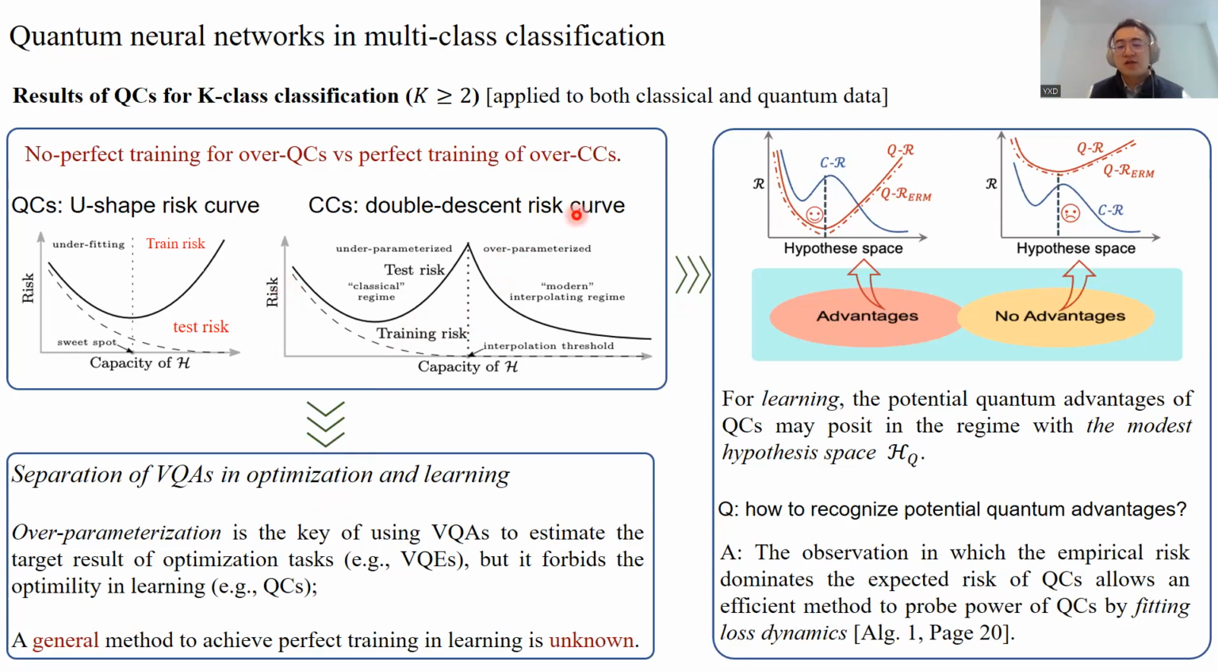And the second implication is shown here. Because we have prior information about the risk curve of quantum and classical classifiers, we can devise an efficient algorithm to detect the power of quantum classifiers, which means that we can see the region with the most quantum advantages is here, which means the modest hypothesis space. So we can just fit this risk curve and find the minimum one and compare this region with classical classifiers to locate potential advantages. And the detailed algorithm is provided in the paper, named Algorithm 1, page 20.